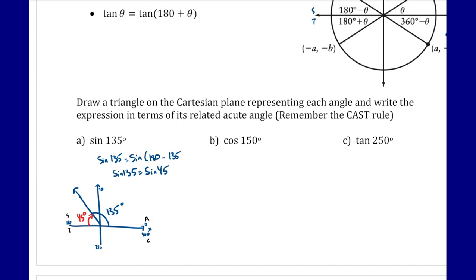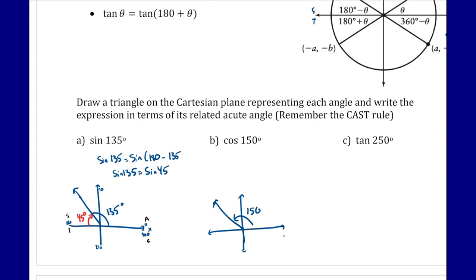So those would be my two related angles, or the related acute angle, so to speak. Next one, cosine 150. So cosine 150. Again, going from the x-axis over to our terminal arm, that is 150.